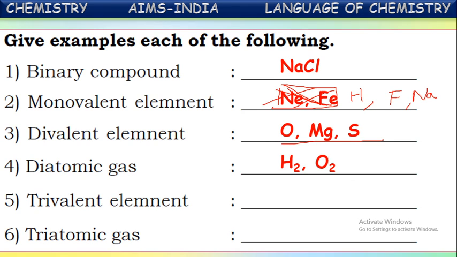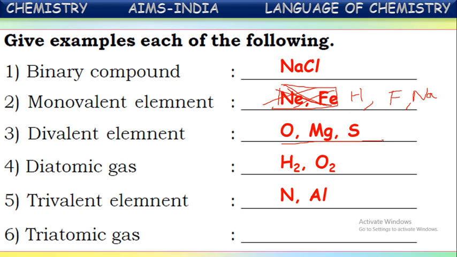Okay. Next, trivalent element. Trivalent element means element with valency 3. Any elements are there like that? Yes, there are some. Nitrogen, aluminium, these elements are having valency 3. So these are called trivalent elements.